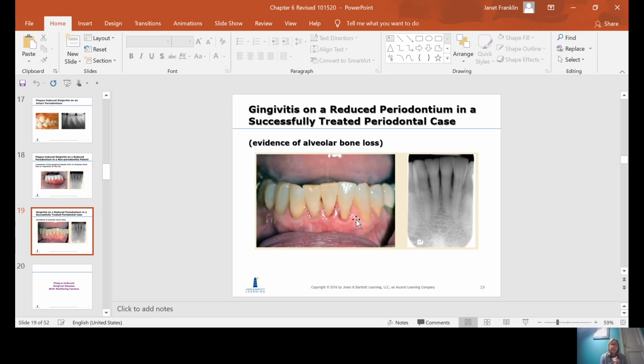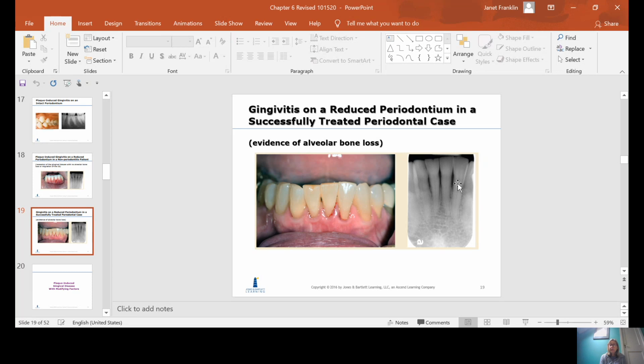So you should not see any changes in the probing depth except for maybe 1 millimeter of change, and that is going to be a result of this pseudo pocket. You should not see several millimeters of change on a periodontitis patient and call it gingivitis.